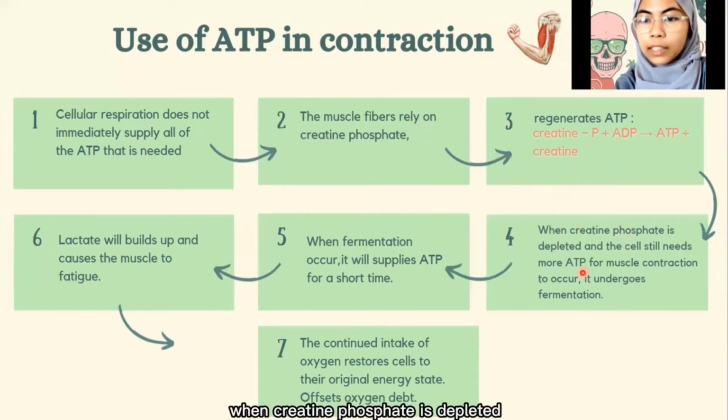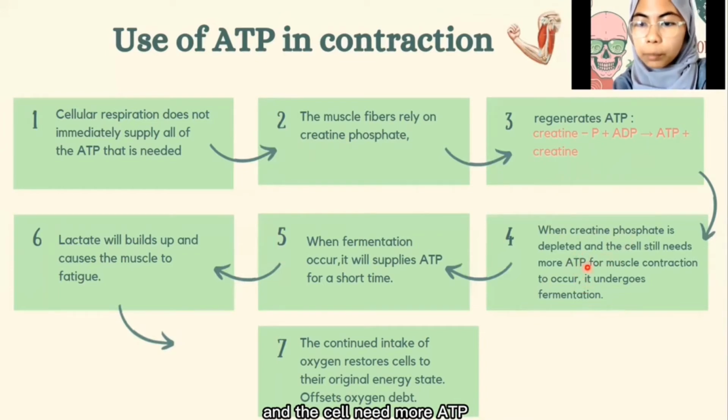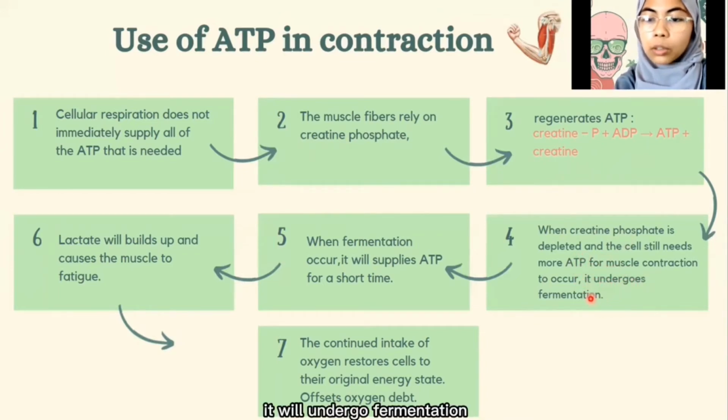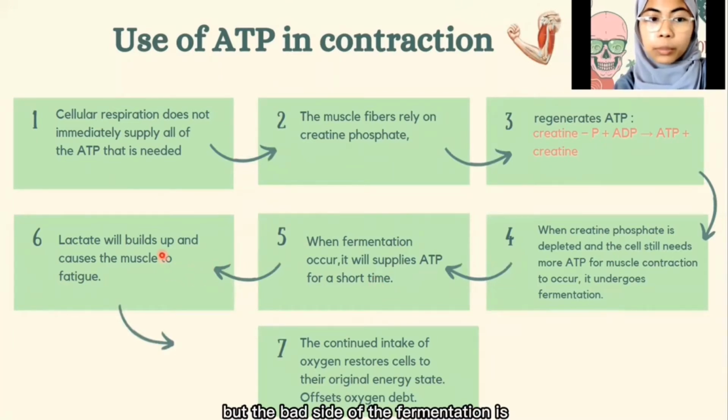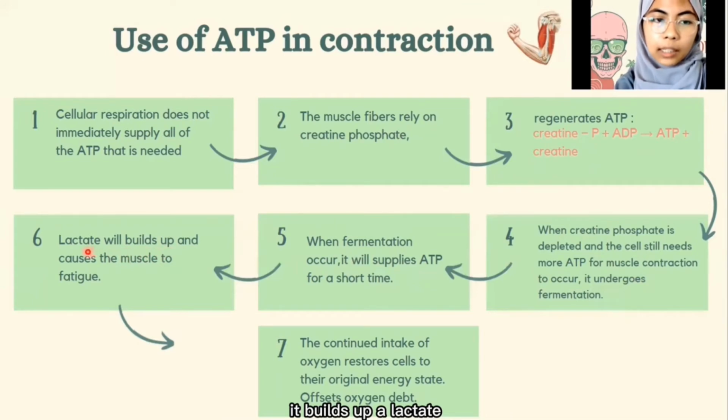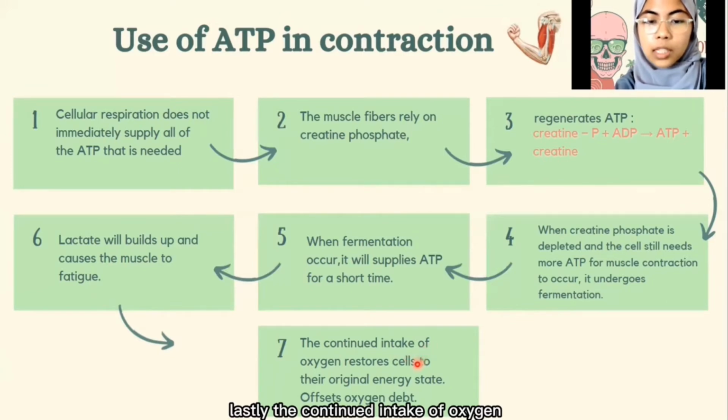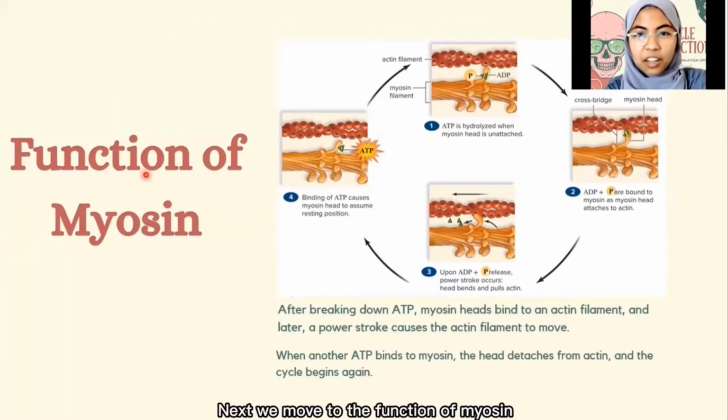When creatine phosphate is depleted and the cell still needs more ATP for muscle contraction, it will undergo fermentation, which is a process that does not consume any oxygen. When fermentation occurs, it will supply ATP for a short time when we do strenuous exercise. But the bad side of fermentation is that it will build up lactate that causes the muscle to fatigue. Lastly, the continued intake of oxygen restores cells to their original energy state, offsets oxygen debt, and the lactate will be transported to the liver. Next, we move to the function of myosin.